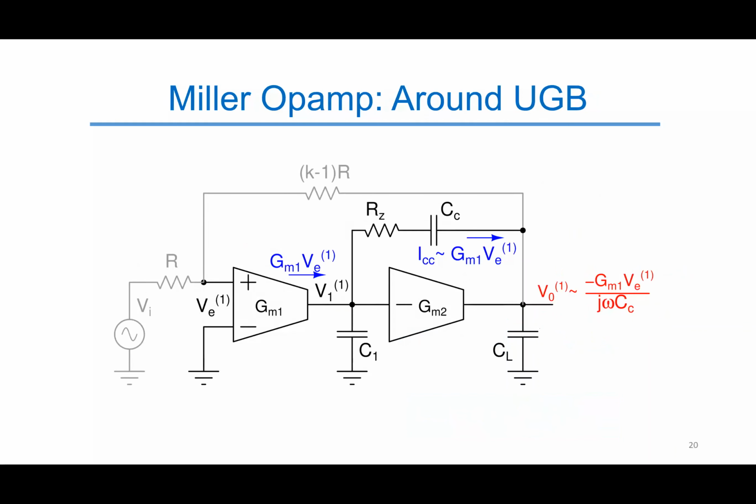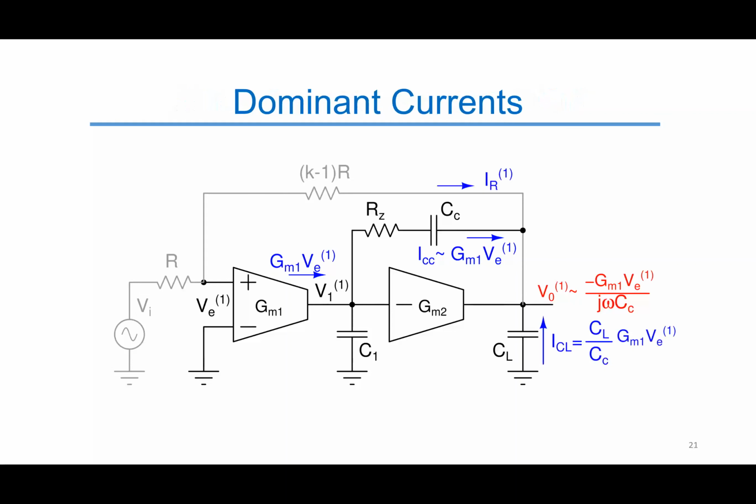In order to find the error voltage at the input of the second stage, let us do a linear analysis of this structure. Around the UGB of the loop, since almost all the current from GM1 flows into Cc, it follows that V0 approximately equals minus GM1 times VE over j omega Cc. From this, it follows that the current through Cl, the load capacitor, is Cl over Cc times GM1 times VE in the direction shown in the figure.